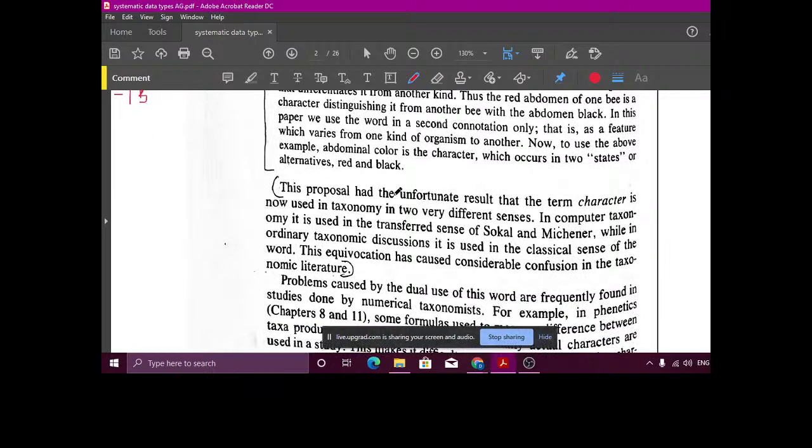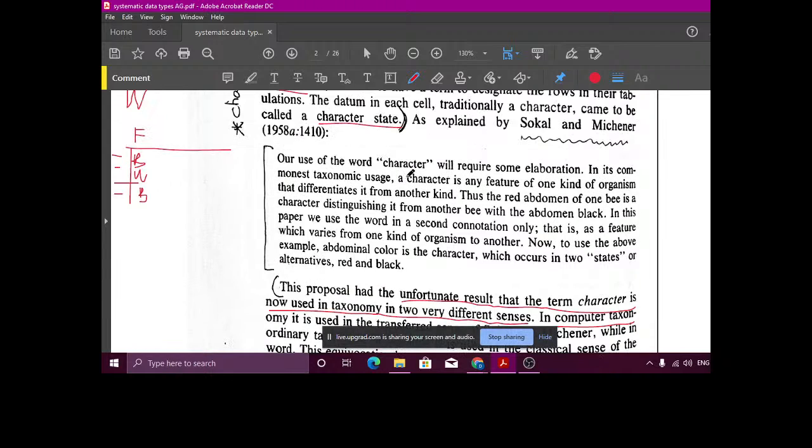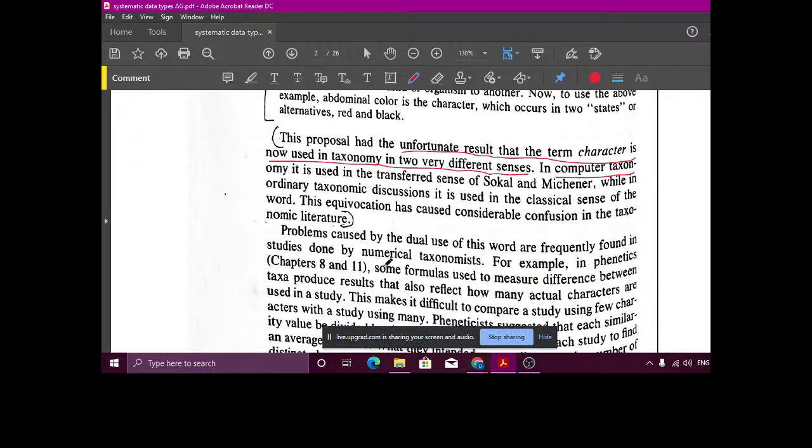So this proposal had the unfortunate result that the term character is now used in taxonomy in two very different senses. In computer terms, you started to give character state, while in the classical terms you started giving black feather or white feather. So some people started talking about putting black feather, white feather. Some people started talking about eye color plus, eye color minus, or eye color black, eye color white. So they started talking about character state. So this was a problem.